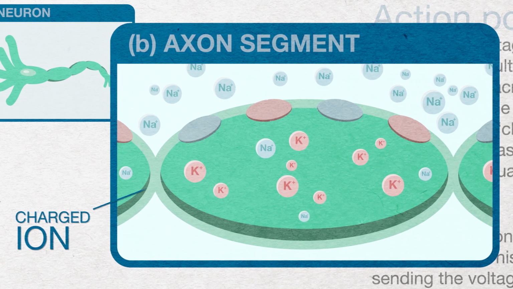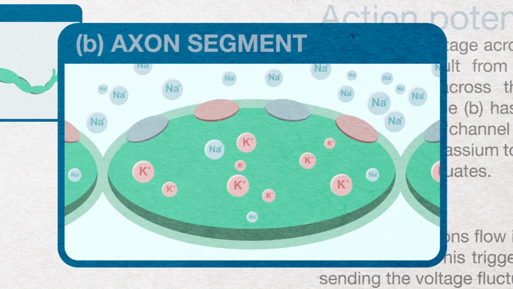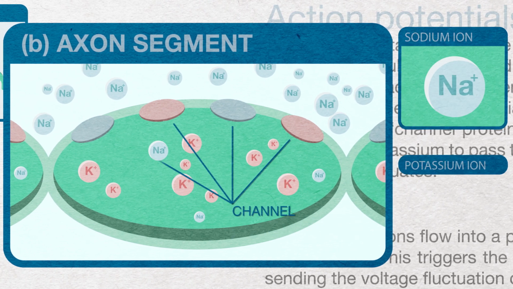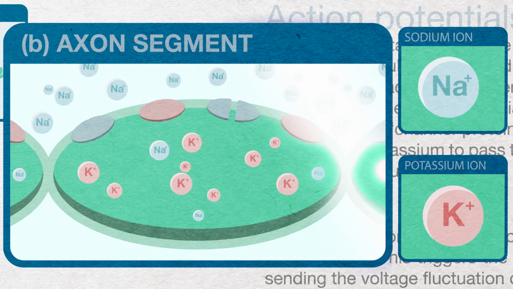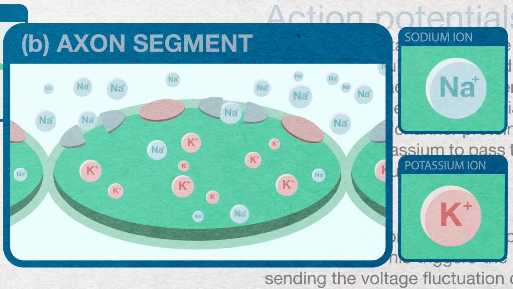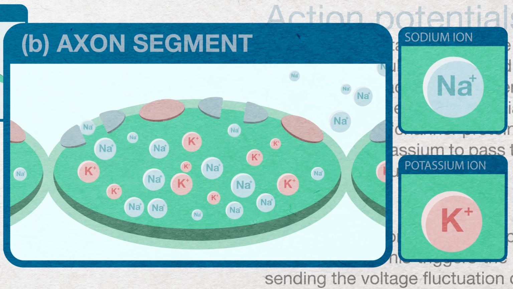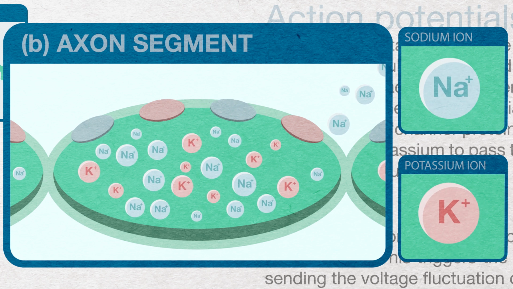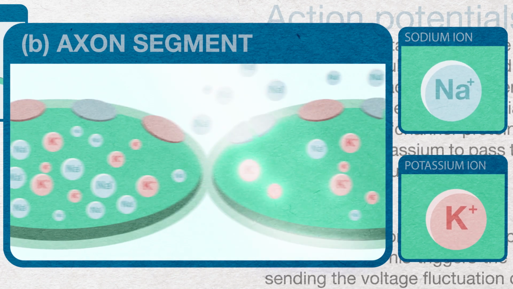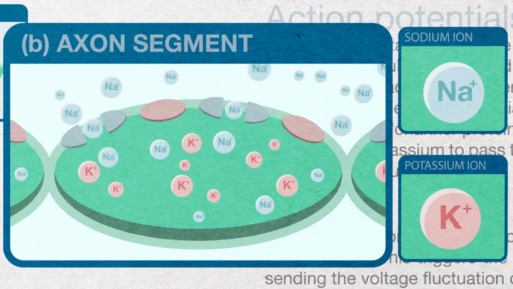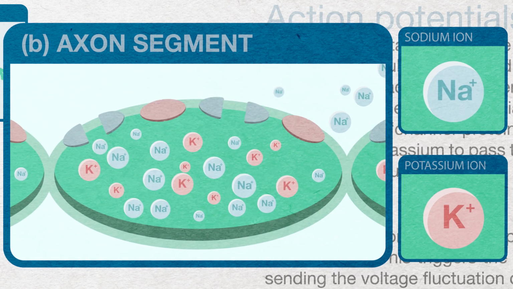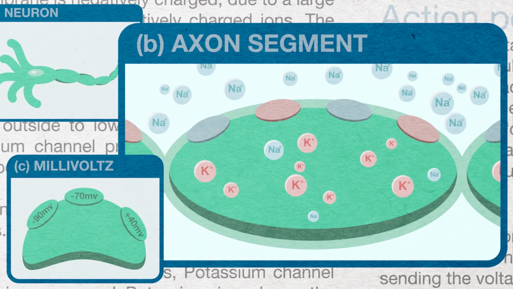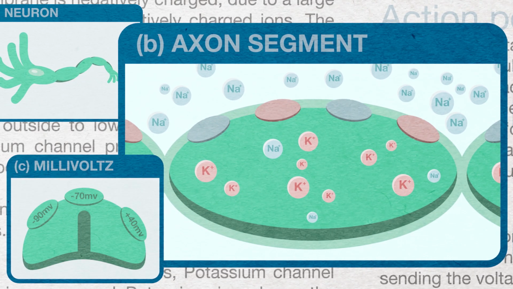the membrane. The neural membrane has special embedded proteins called channel proteins that allow sodium and potassium to pass through when the voltage fluctuates. Sodium ions flow into a patch of axon from the adjacent extracellular space, causing that patch to depolarize. This triggers the opening of sodium channel proteins in the next section of the axon, sending the voltage fluctuation down the line.